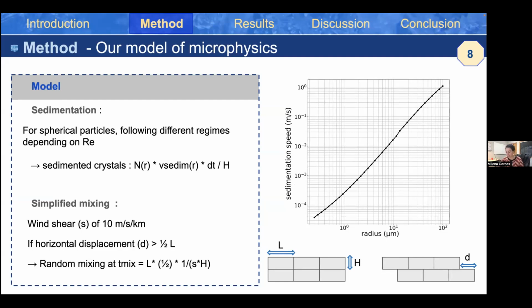So we decided to add some very simplified horizontal mixing that takes into account a wind shear. The principle is that the wind shear will create some relative displacement between two consecutive air layers. So for example, it's the little d on the slide here. And we decide to randomly mix the sedimented ice crystals between two consecutive air layers when this little d is bigger than the half of the length of one air parcel, which is L on my slide here.